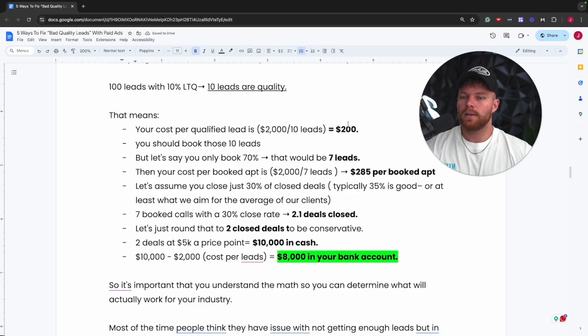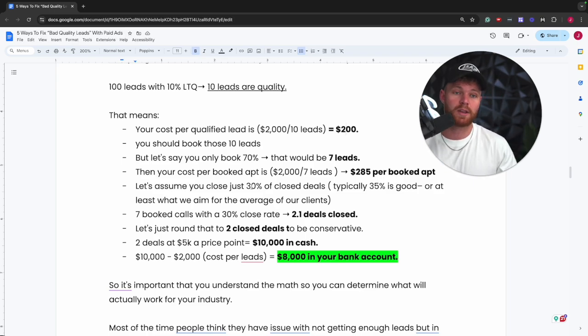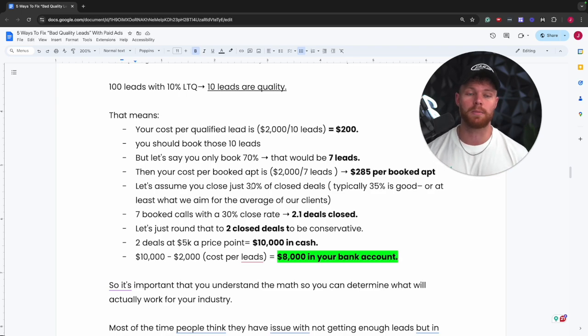Now, let's assume that you close 30% of these deals. Typically, 35% is the average from all of our clients of what they close. My top closer last month closed at 46%. So I'm giving 30% because I think that should be pretty average. A lot of times people come in around 20%. One of the things my company does is extensive sales training. So we help them understand how to close a deal and how to set the right type of people to get this number closer to 30.